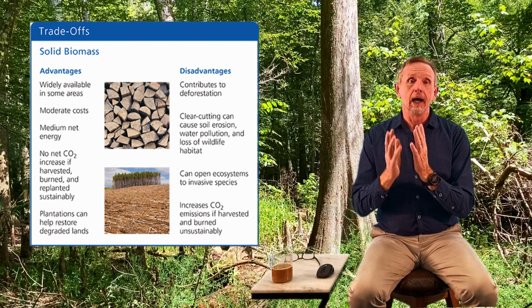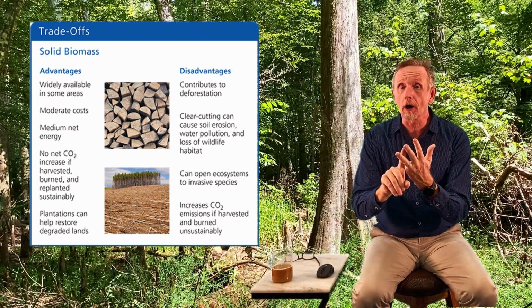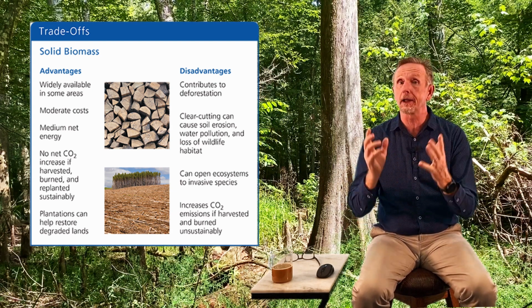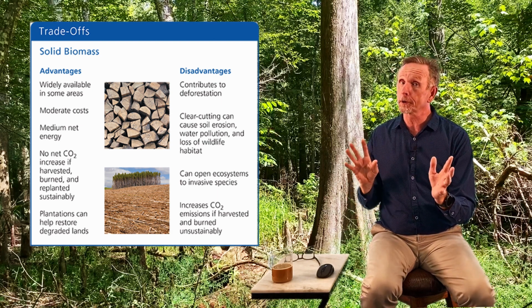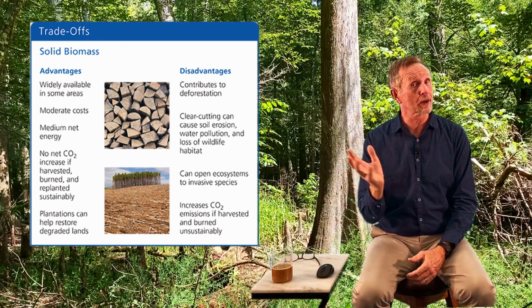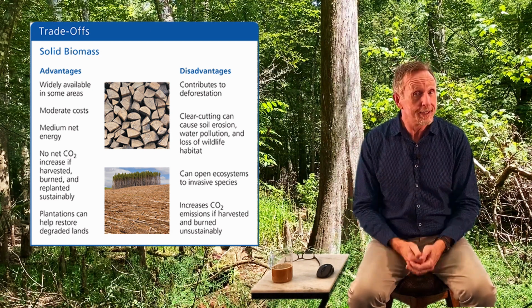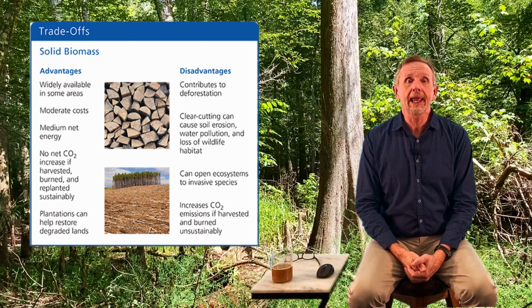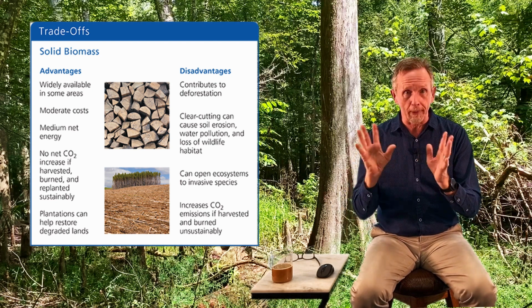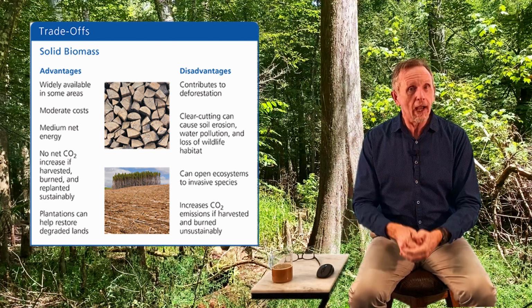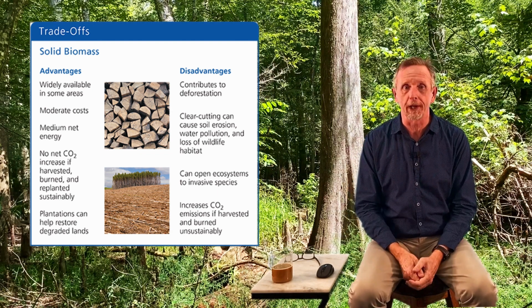Clear cutting leads to a lot of erosion, water pollution, loss of wildlife, loss of habitat, the whole 9 yards. And when we come to using solid biomass, when we start doing this on a big scale, we start clear cutting and then we get rid of entire forests. It's just not unusual. And it's definitely a downside. It can open up ecosystems to invasive species. You cut down these habitats, we're back to HIPPCO, right? Habitat destruction, invasive species, climate change, the whole 9 yards.